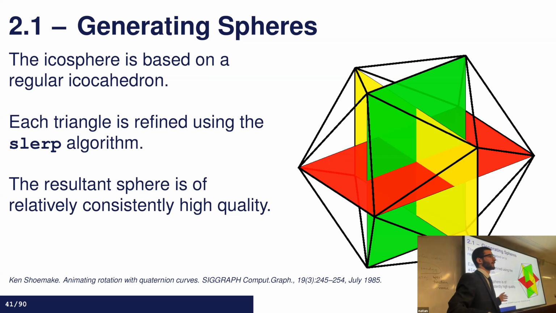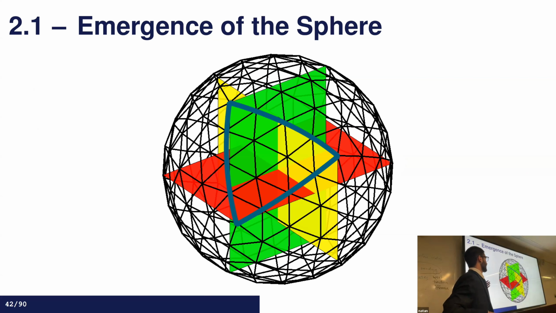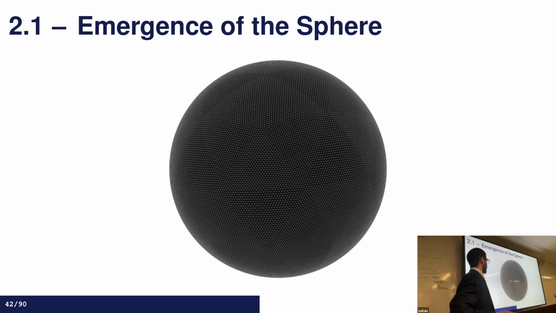This is as opposed to doing other methods like the UV sphere, which is not included in my presentation, but that's another alternative that is bad for its elements. So if we track this one triangle, as it gets refined, we see it starting to resemble a sphere. And if we go really far, then we get a nice perfectly, or almost perfectly round mesh at the end.